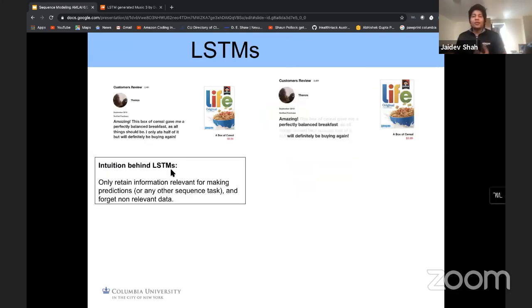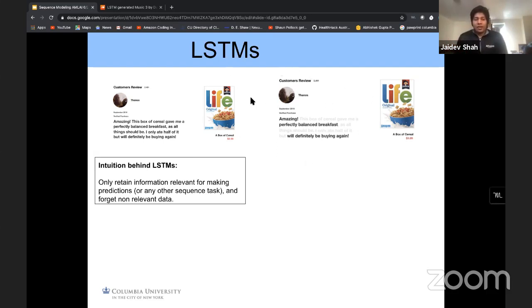So for example, if I'm training an LSTM to predict the sentiment of a review, given this paragraph, these weight matrices will be tuned over time to only take into account stuff like amazing, perfectly balanced breakfast, will be buying again. Because it knows these were important in deciding what the output classification was. In this case, it's a positive review, right? So this will be a +1. +1 is positive, 0 is neutral, -1 is negative.